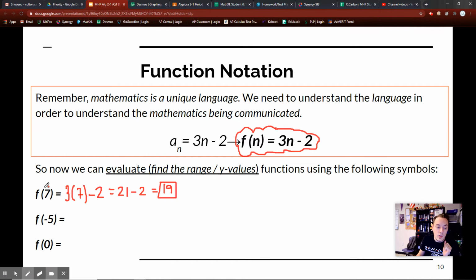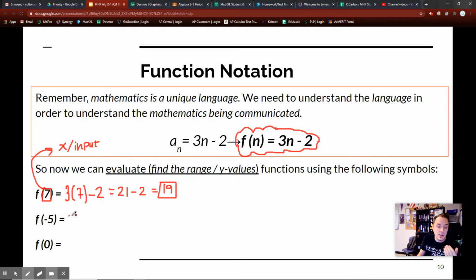Now what did I do here? Look at this. This 7 is my x or my input. And if you're thinking, silly Carlson, that's n. Yes, it means the exact same thing. n is our input. But when we start transitioning from a sequence to an actual function, we're going to drop the n and start using x. So I'm just going to put x here, input. Whatever you see in parentheses here, that's the input of your function. What your output is, is what you got. So when you evaluated, 19.